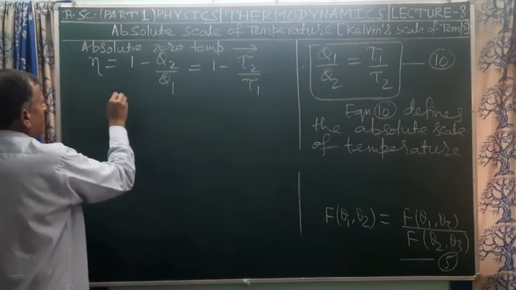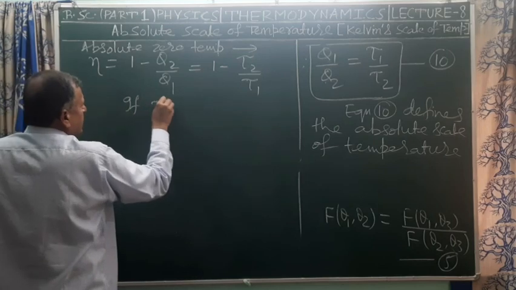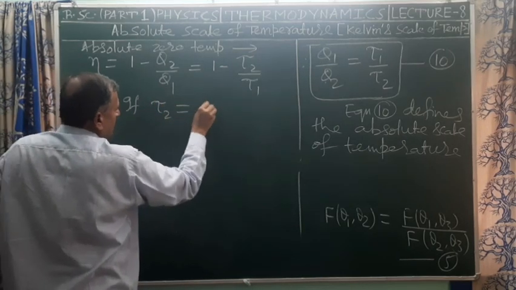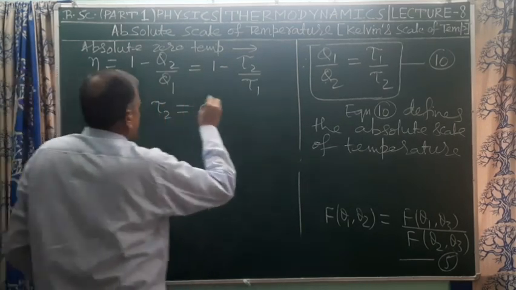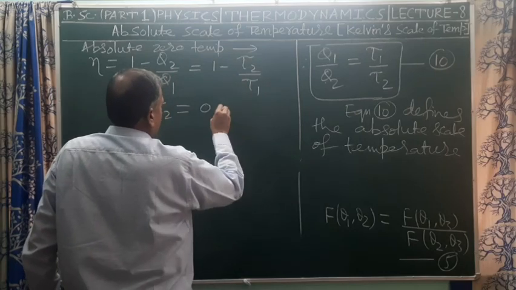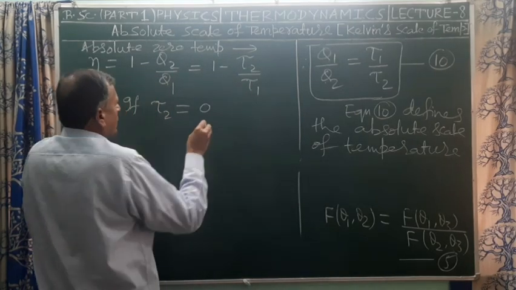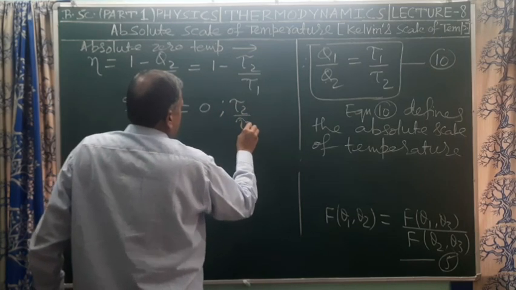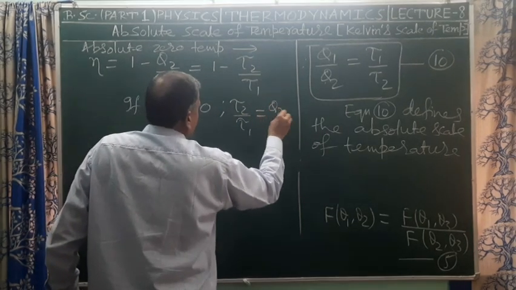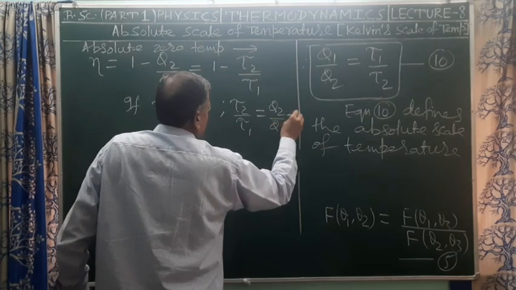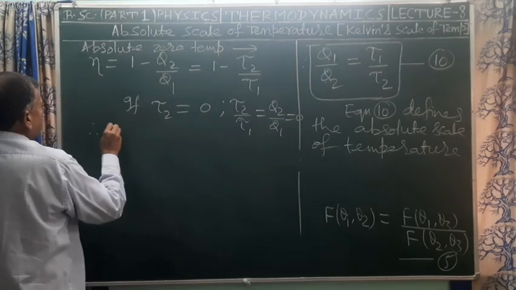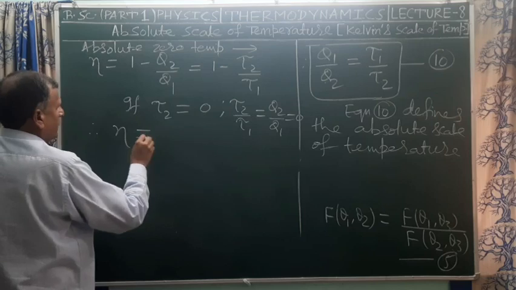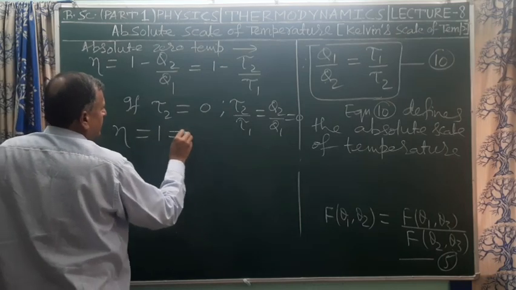Now if tau 2 is equal to 0, that is, the temperature of the sink on the absolute temperature scale is 0, then tau 2 upon tau 1, or Q2 upon Q1, equals 0. In that case, the efficiency of that reversible heat engine will be 1. 1 means 100%.